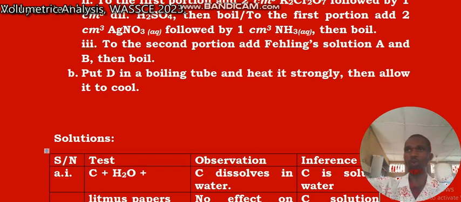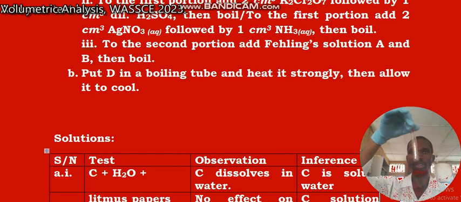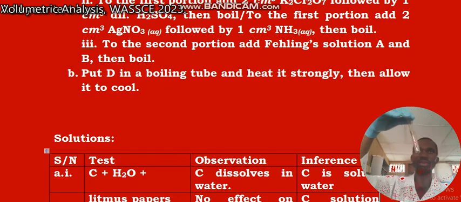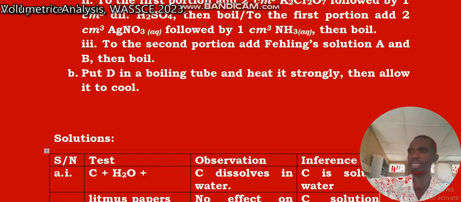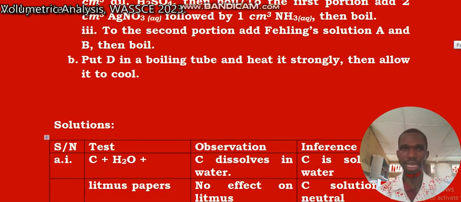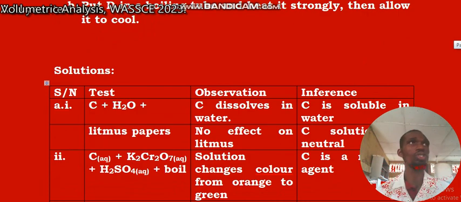And of course, with silver nitrate, if it doesn't form a silver mirror, it will give you black precipitate. Yes, and the last one: put D in a boiling tube, then heat it thoroughly, strongly.